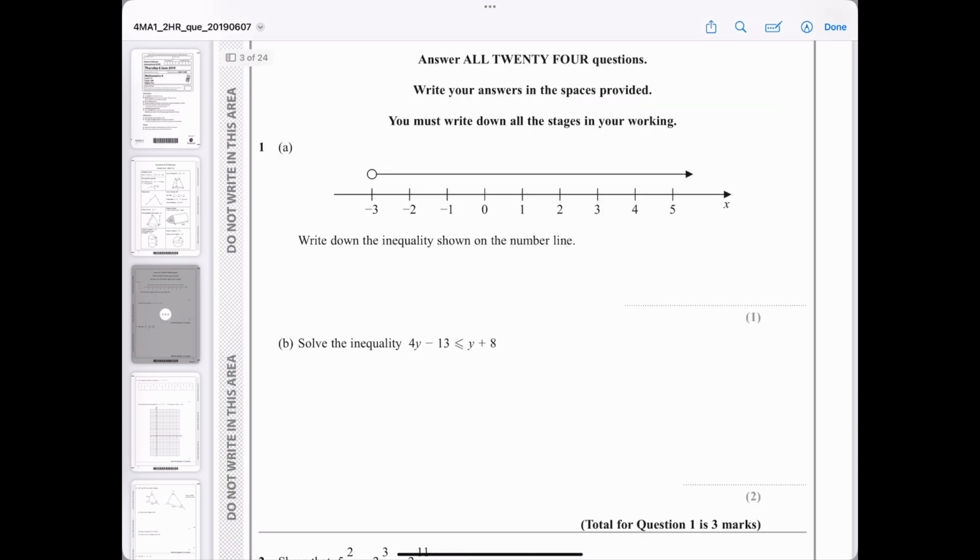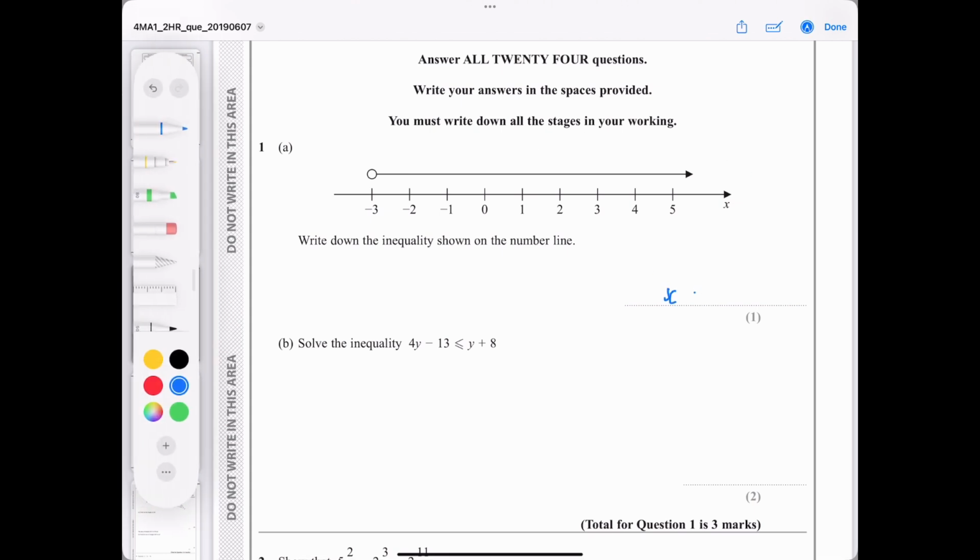This is the inequality shown on the number line, and because this is an open circle, it just means x is greater than 3. If it was coloured in, it would mean that x was greater than or equal to 3. Now solve the inequality for 4y minus 13 is less than or equal to y plus 8.